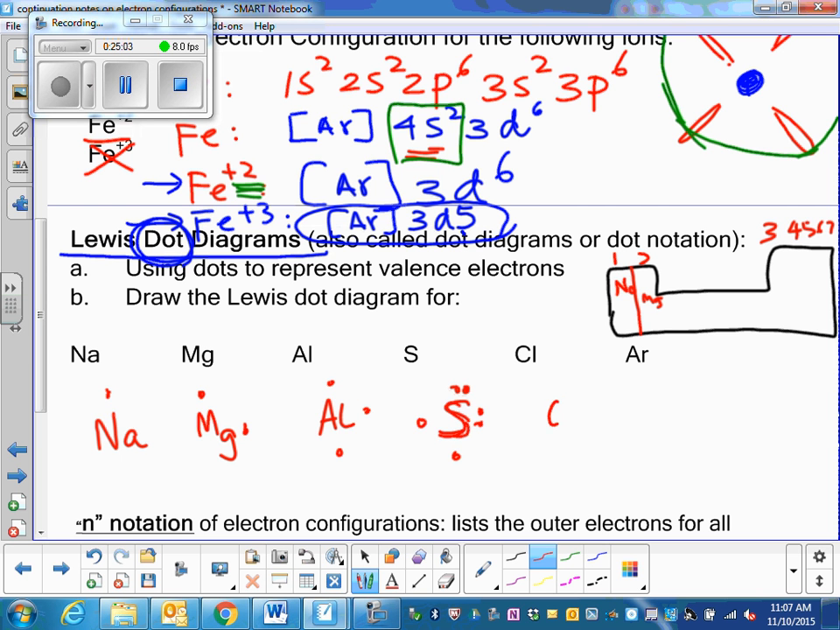Chlorine has 7 valence electrons. 1, 2, 3, 4, 5, 6, 7. And argon has the complete shell. 1, 2, 3, 4, 5, 6, 7, 8. Are we good with drawing Lewis dot structures? They can ask you any element.